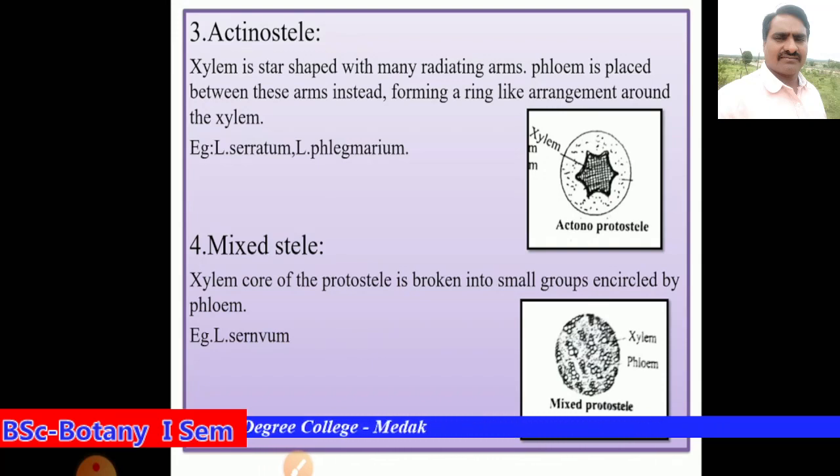In this mixed stele, also, medulla or pith is absent. The xylem core of the protostele is broken into small groups. Xylem is broken into small groups and encircled by the phloem. So that type of protostele is called mixed stele, right?